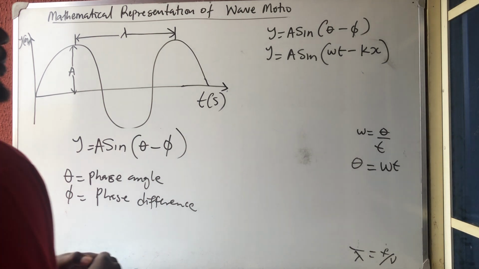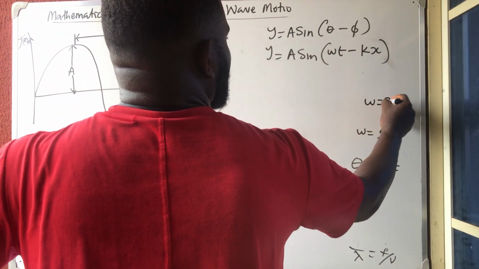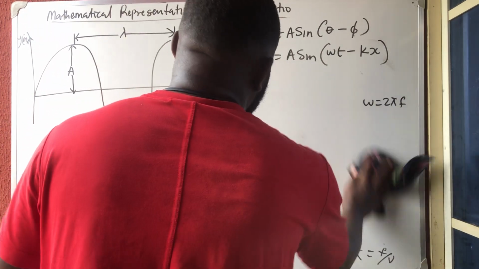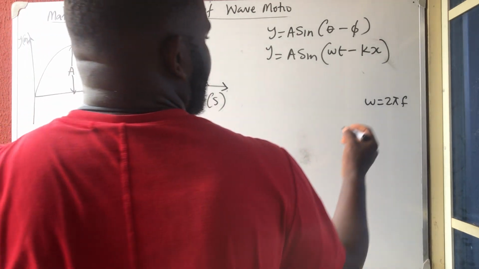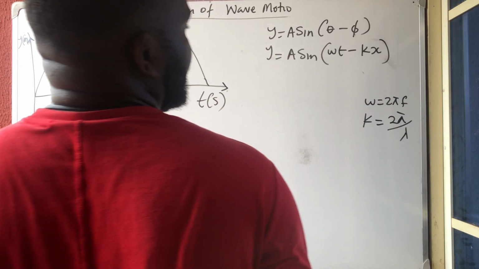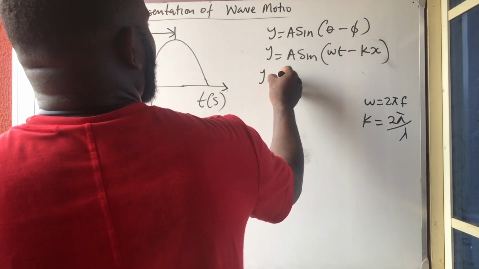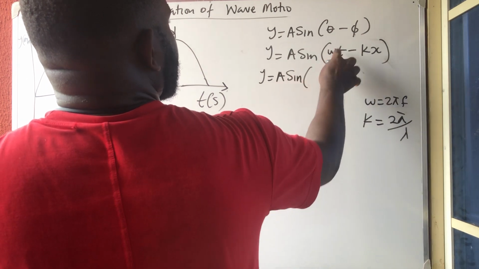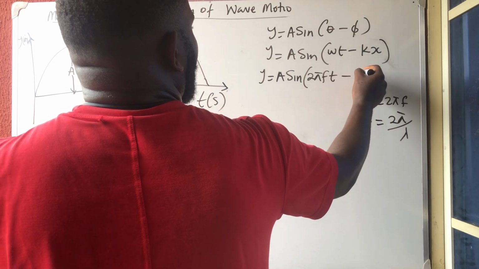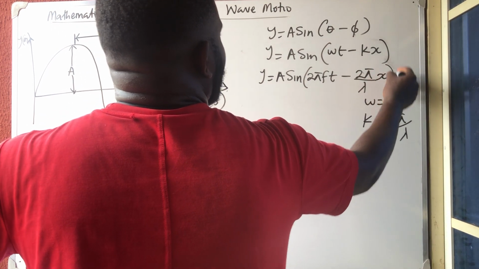Don't forget that omega is equal to 2 pi f. Please note that omega is equal to 2 pi f, and k is equal to 2 pi over lambda. So if we substitute this, we are going to have y is equal to A sine, inside here, 2 pi ft minus 2 pi x over lambda.